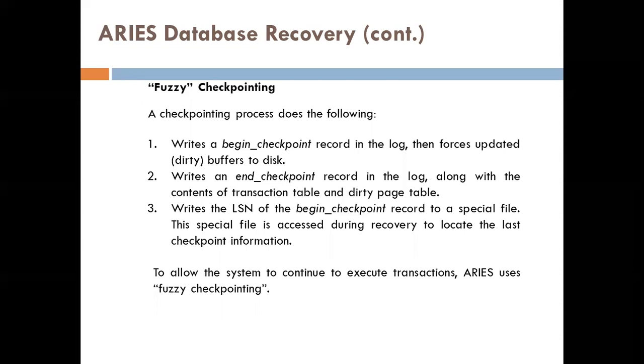To allow the system to continue the execution of transactions, ARIES uses fuzzy checkpointing. This method of creating a checkpoint is called fuzzy checkpointing, where the checkpoint records, that is begin checkpoint and end checkpoint, are written into the log, along with the last log sequence number, which is also written into the files.